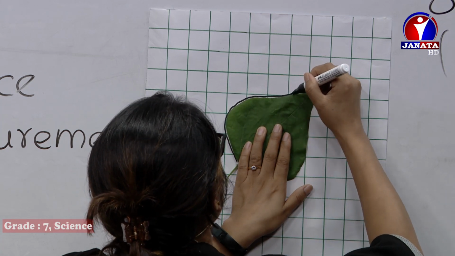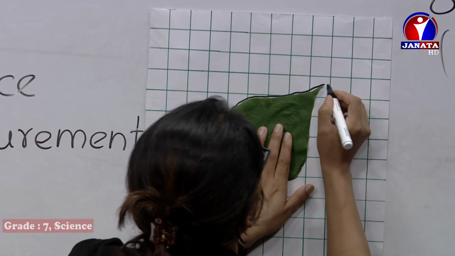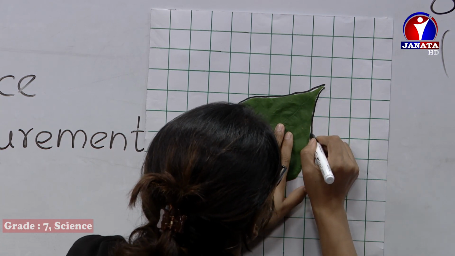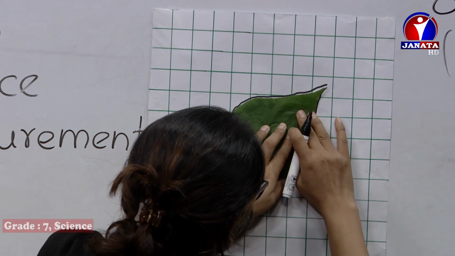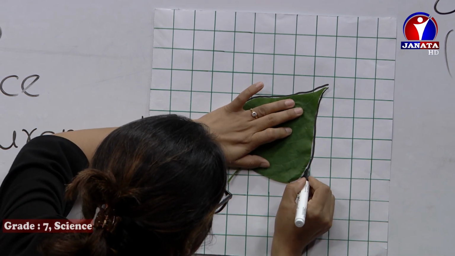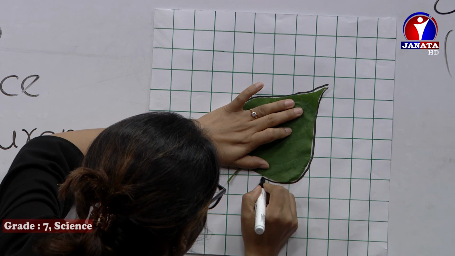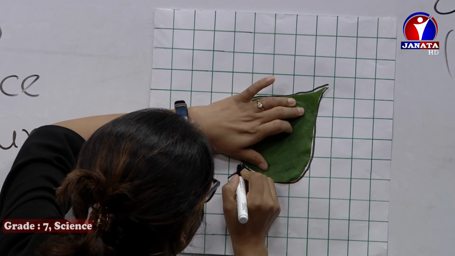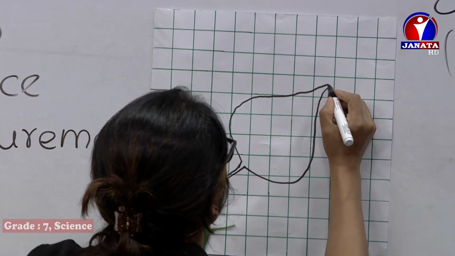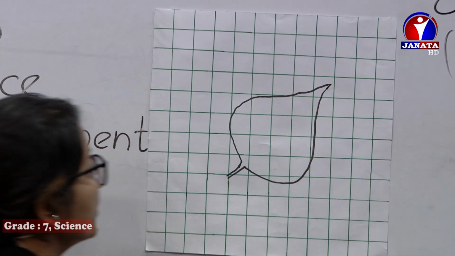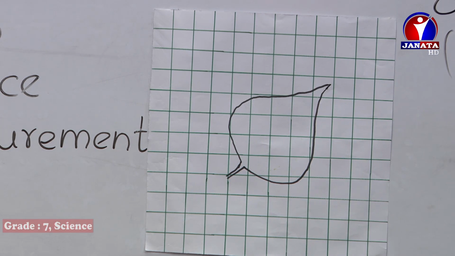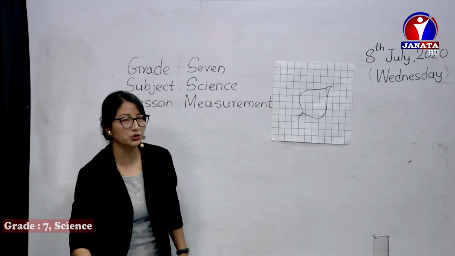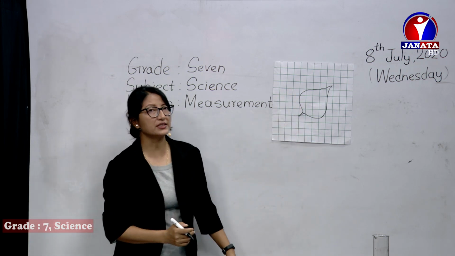We draw the outline of the leaf like this, and then, okay, I'm almost done getting the outline. So this is the outline of the leaf drawn here. Now see, the surface is drawn over here, the outline is drawn over here. So now we are going to calculate the area of this leaf.